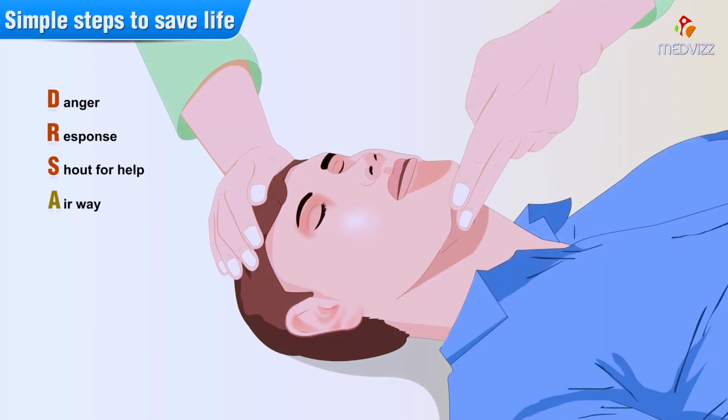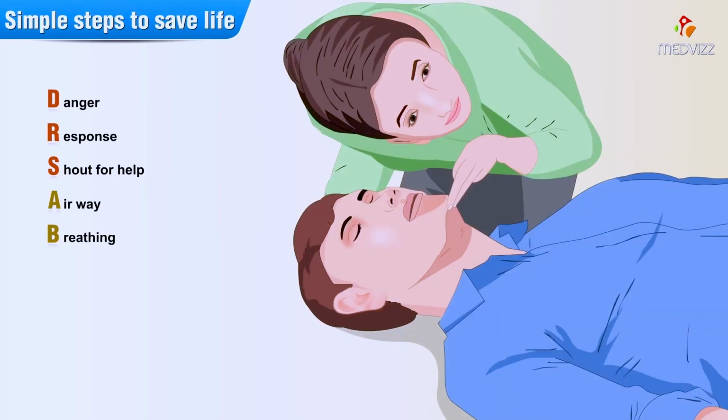Then you go to A. A is for airways. To check the airways, you tilt the head backwards and upwards. Then when you can see the mouth, you check if there is any obstruction. Then you move to B, which is breathing. To check this, you look, you listen, and you feel.